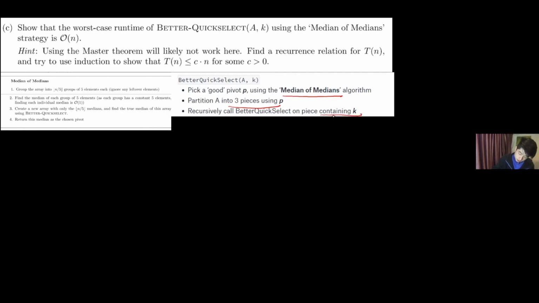Cool. So let's just come up with a recurrence relation for T of n, where T of n is the runtime of better quick select when A is size n. So T of n is equal to, okay, so pick a good pivot.